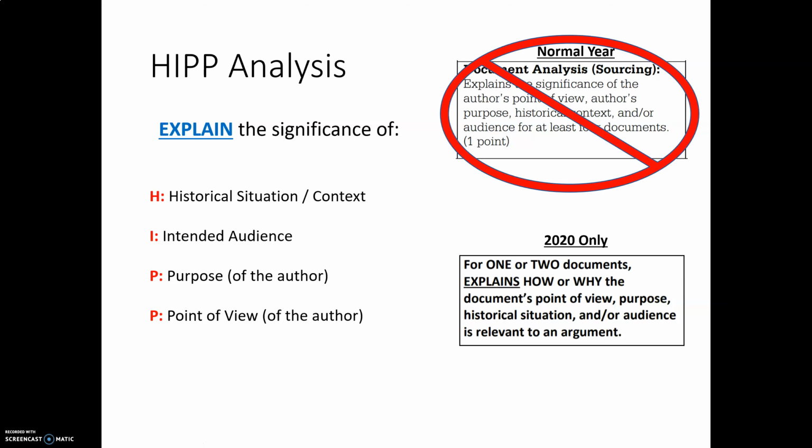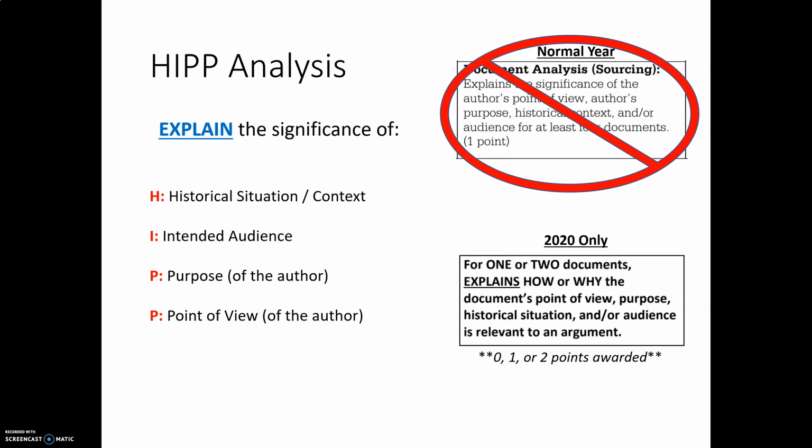We're not doing that. For this year and this year only, you're going to do 1 or 2 documents. For 1 or 2 documents, explain how or why the document's point of view, purpose, situation, that is to say context, and audience is relevant to an argument. Now notice it says 1 or 2. You can earn no points by not doing enough documents or doing them incorrectly. You can earn 1 point, or you can do 2 documents and earn 2 points.